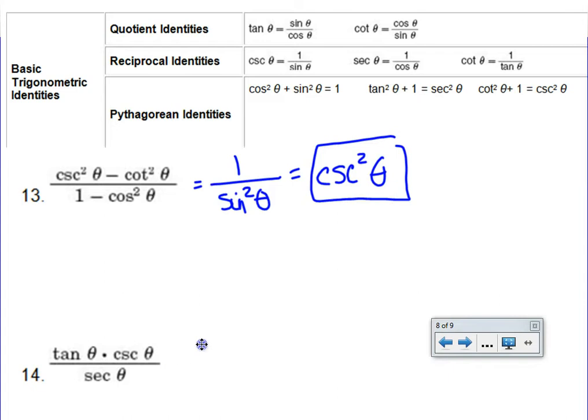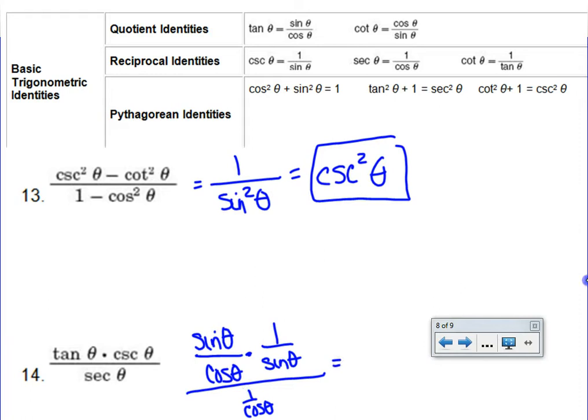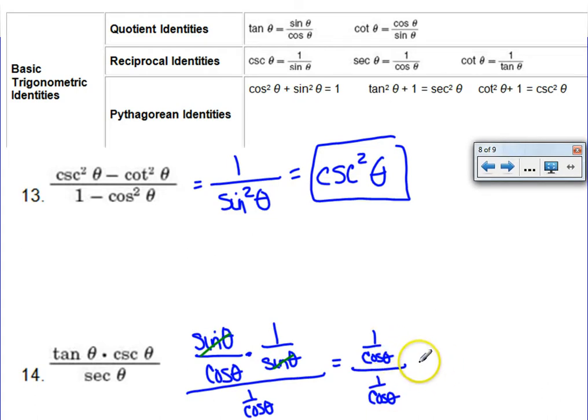All right, 14, we're going to start trading everybody we can trade. So tangent is really sine over cosine. And then cosecant is really a 1 over sine. And then we're going to divide that all by secant, which is 1 over cosine. So I'll start in the numerator. I see that the sines cancel, and we end up with 1 over cosine. And then in the denominator, we also have a 1 over cosine. Now you can change those both for secants, but anything divided by itself is just going to cancel out and give you a 1.